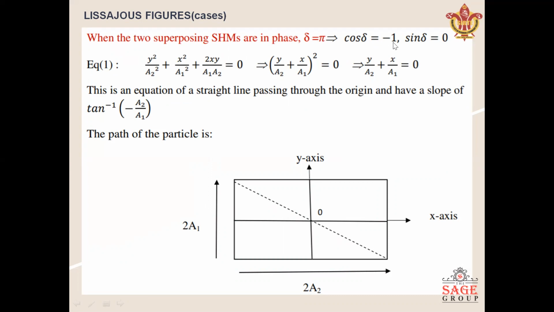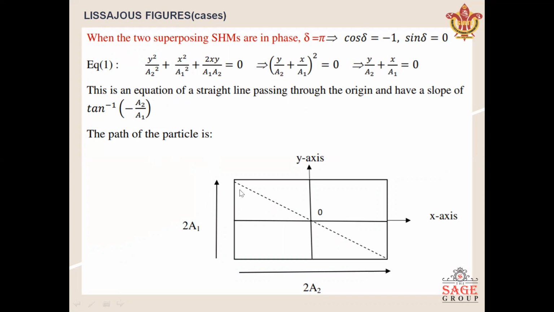So cos delta is equal to minus pi and sine delta is equal to 0. Now putting in equation 1, we can get another equation, which is converted into this form. That is y upon a2 plus x upon a1 is equal to 0. So this is again the equation of a straight line. So we can plot the graph like this.